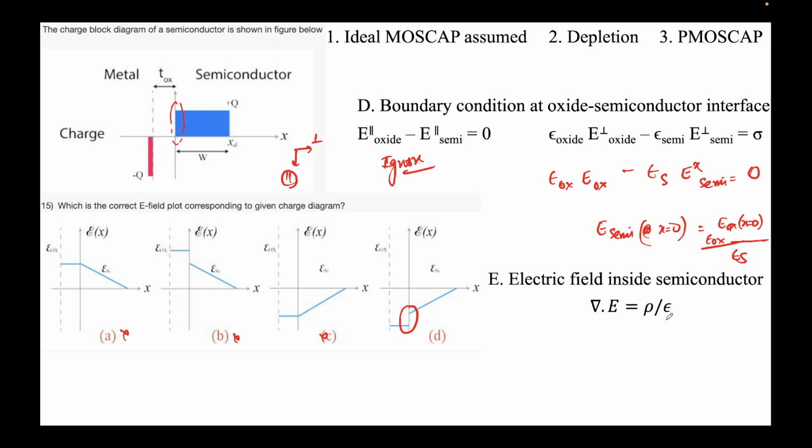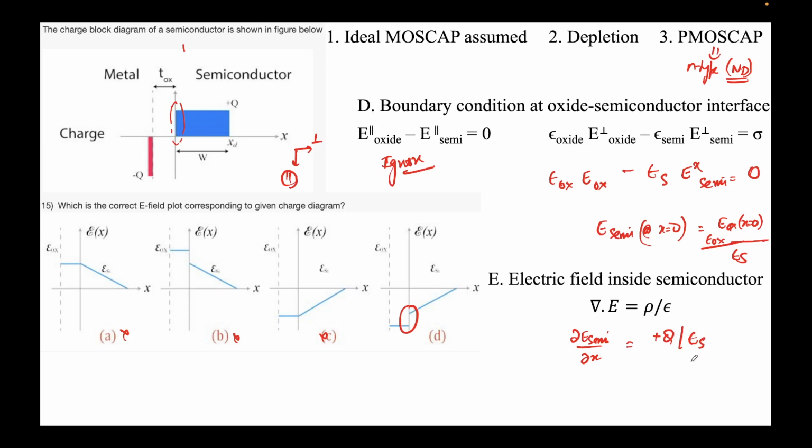So del dot E equal to rho by epsilon. Here we have a rho, right? Why is this rho coming? Because remember it was a MOSCAP. This means n-type semiconductor, which means it must have some ND doping, right? So this rho comes from there, in the depletion charge. So again I can write it as del E semi, only 1D system, over del x. This should be equal to rho, which is plus q ND over epsilon semiconductor, because we're interested in this region.